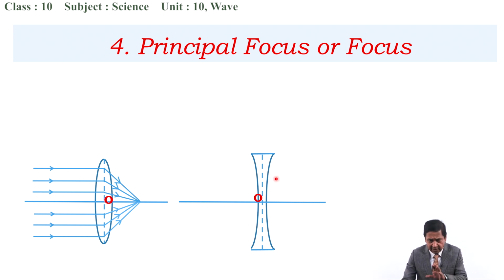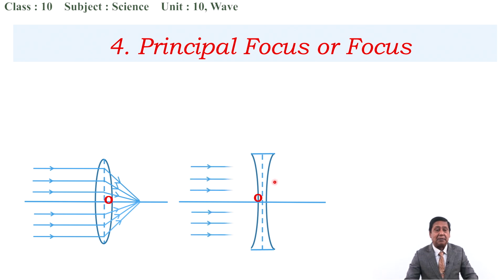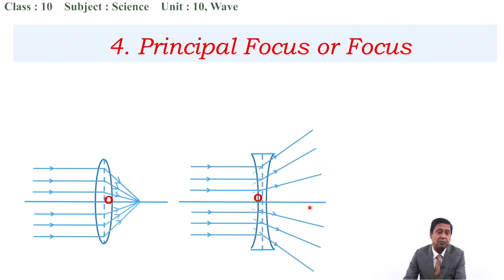But in the case of the concave lens, the rays of light which are originally parallel to the principal axis do not converge at a point; they diverge, but appear to diverge from a point on the principal axis. This is that point from which they appear to diverge. And these points at which the rays of light are converging or from which the rays of light are diverging are called focus. This is focus.